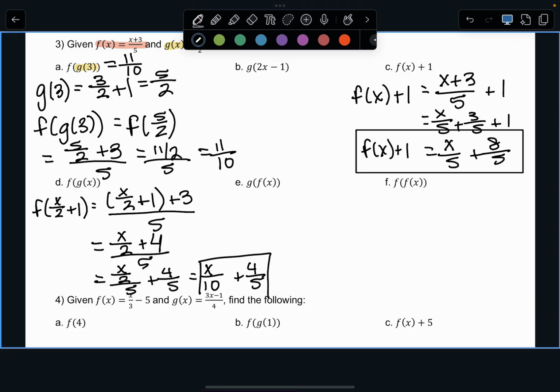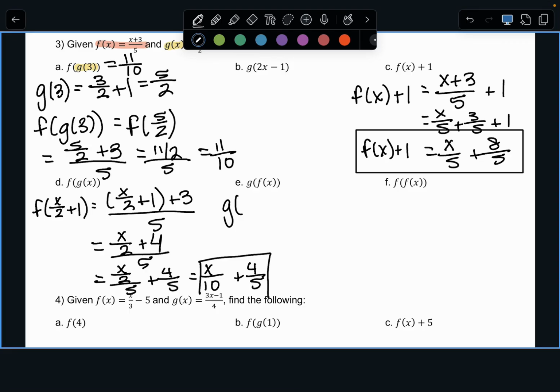So for the first one, I know the fractions are going to be the hardest part, and that's okay. We're going to practice. And on your test, you won't have as ugly of fractions as you might have on your homework. Step 1, replace the inside with what I know.